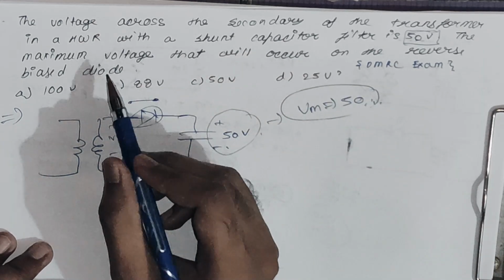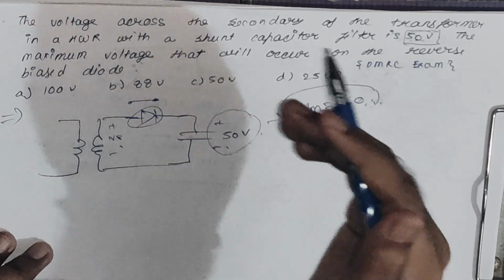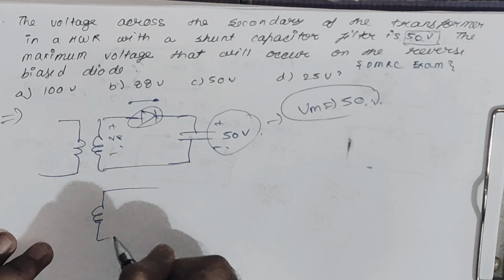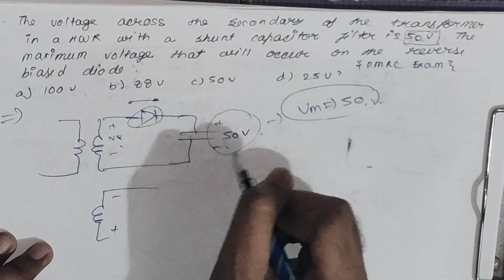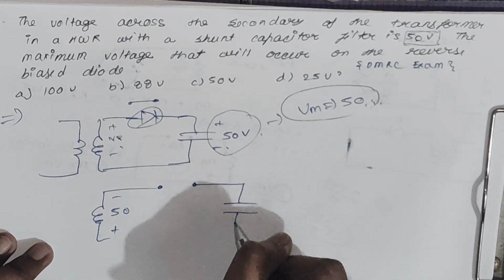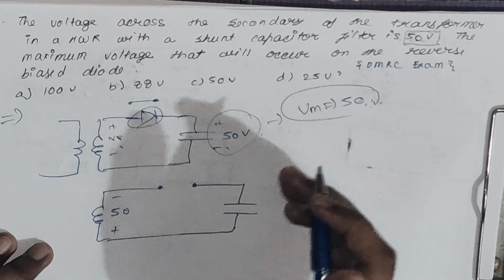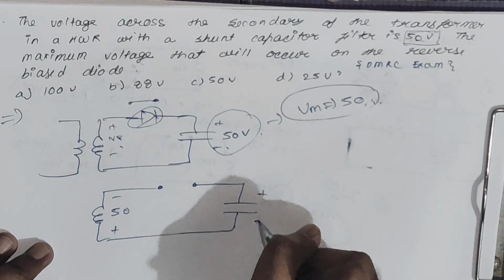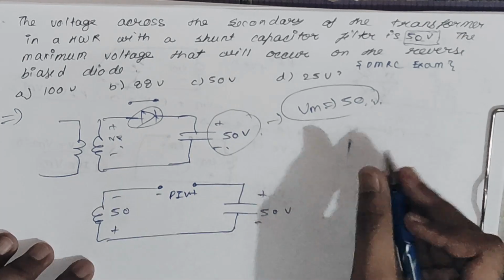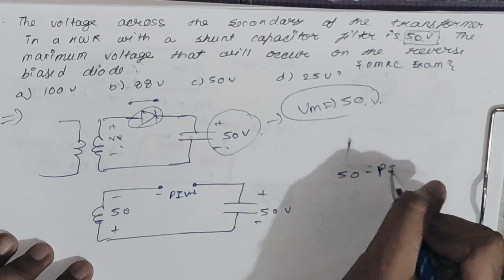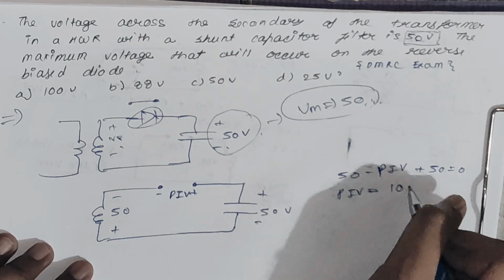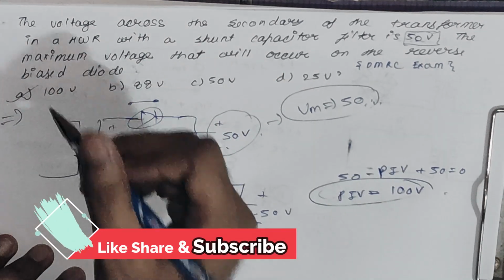Okay, but we have to calculate the maximum voltage that will occur on the reverse bias diode, that is PIV. For that we consider the negative half cycle. So for the negative half cycle, we will keep here minus plus. Here we know Vm is 50 volt. We will open the diode and the capacitor won't get discharged, right? It does not have any discharging path. So the capacitor voltage will be simply 50 volt, and here it will be minus plus PIV. Now if you apply KVL, you will get 50 minus PIV plus 50 equals 0. So PIV equals 100 volt. So for this question, option A will be the correct one.